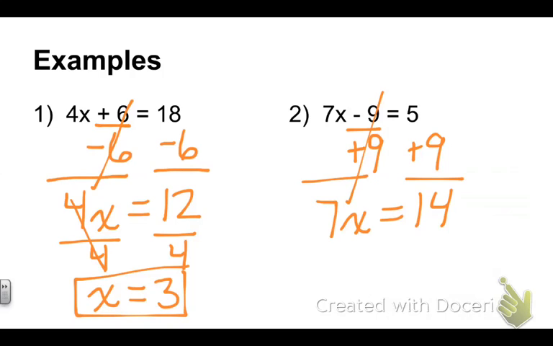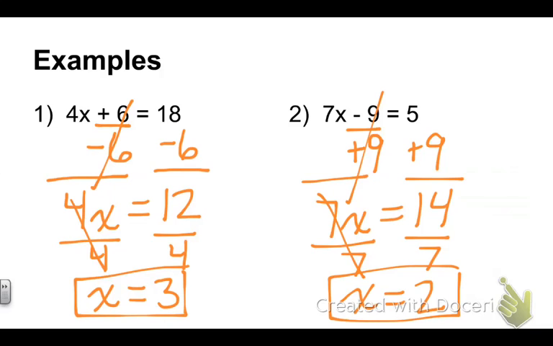7 times what equals 14? X is being multiplied by 7, so do the opposite of multiplying by 7. Divide by 7. 7 divided by 7 gives you 1x. That's what we want. We want it by itself. We want it isolated. 14 divided by 7 equals 2. Don't forget to plug it in and check. 7 times 2 is 14. 14 minus 9 equals 5. That works.